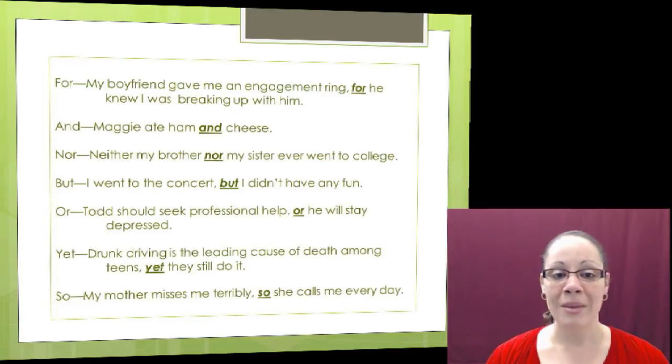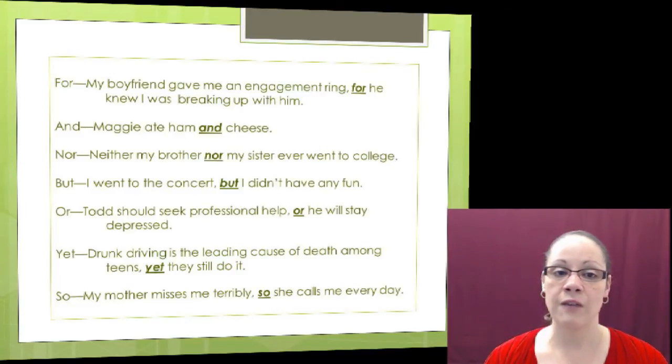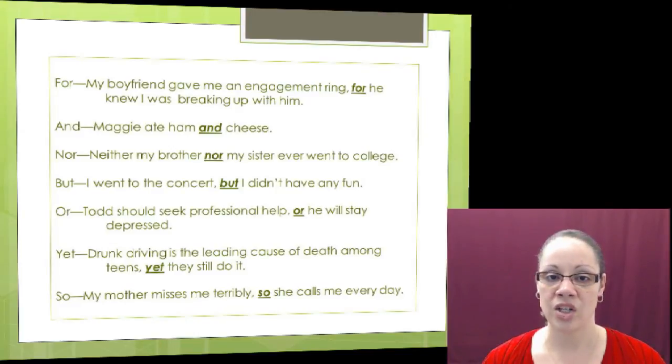Neither my brother nor my sister ever went to college. So I'm showing that neither one nor the other one, so I'm using the conjunction nor. For the next one, but: I went to the concert, but I didn't have any fun. I did this, however, this didn't happen, and I'm using my conjunction but. Todd should seek professional help, or he will stay depressed. He's either going to do one thing or something else is going to happen, so I'm using my conjunction or to show that contrast. Yet is the next one to show a contrast.